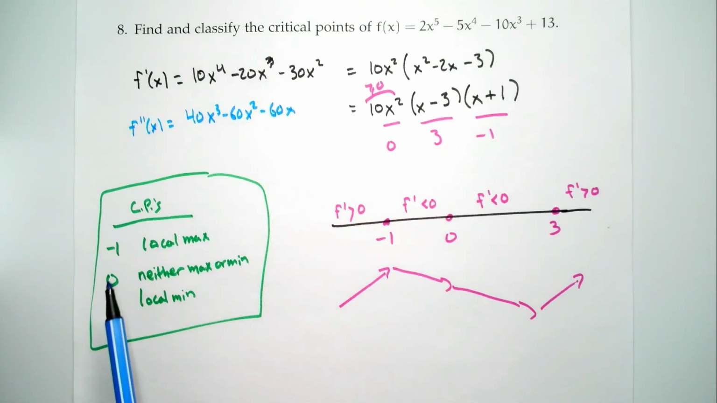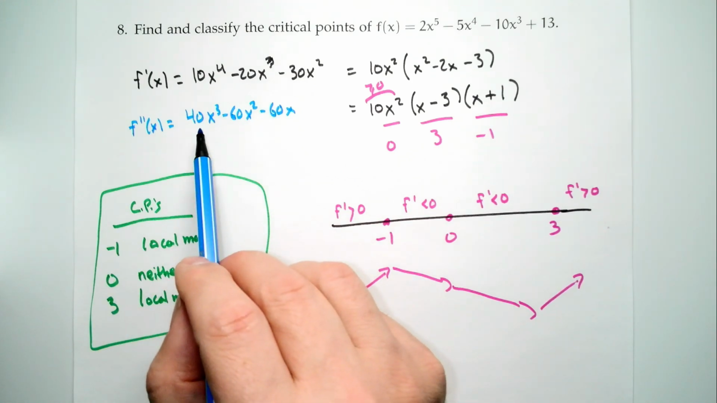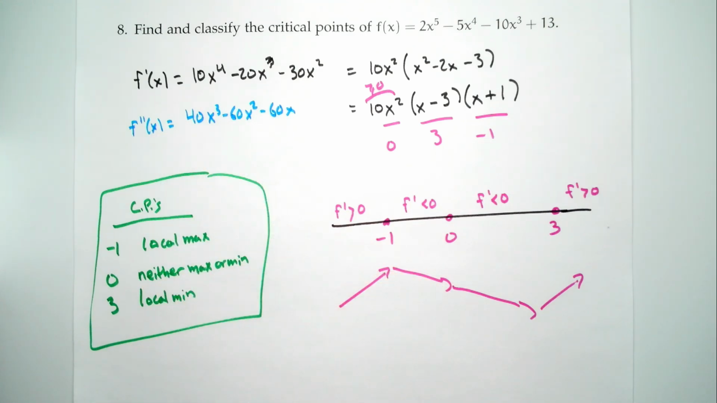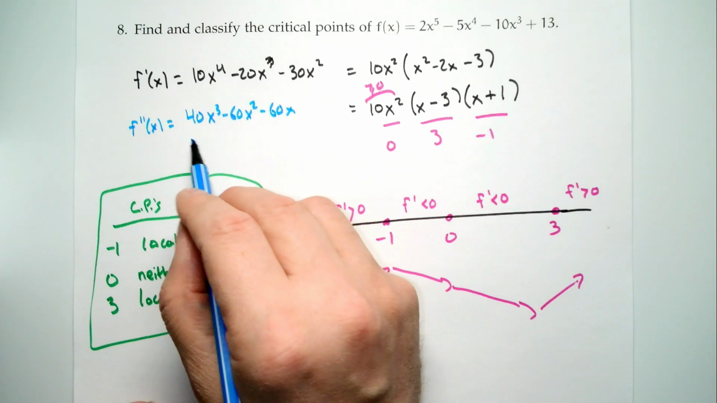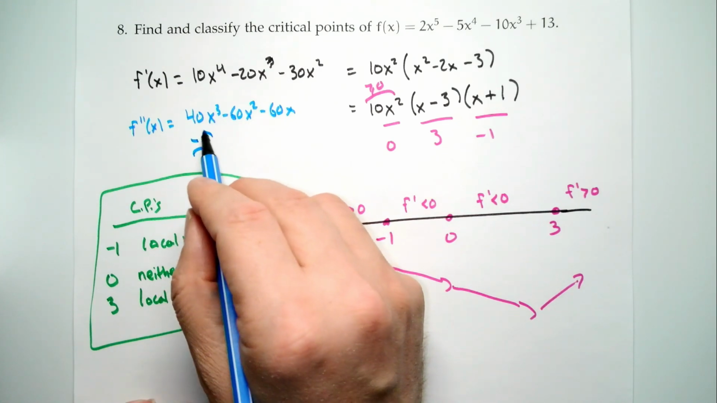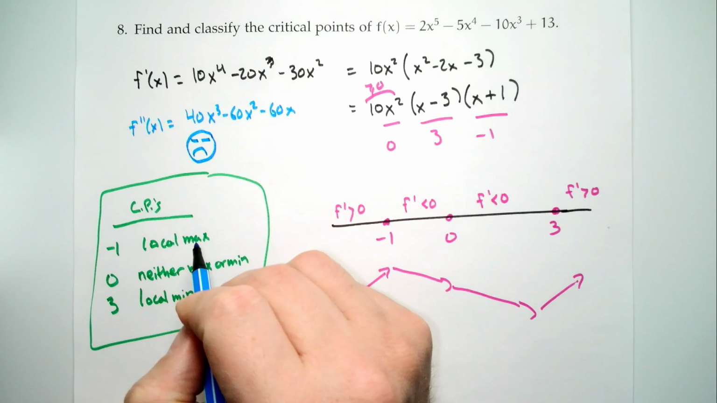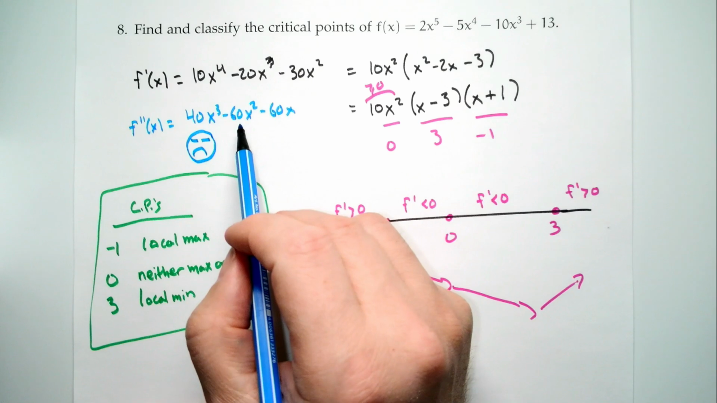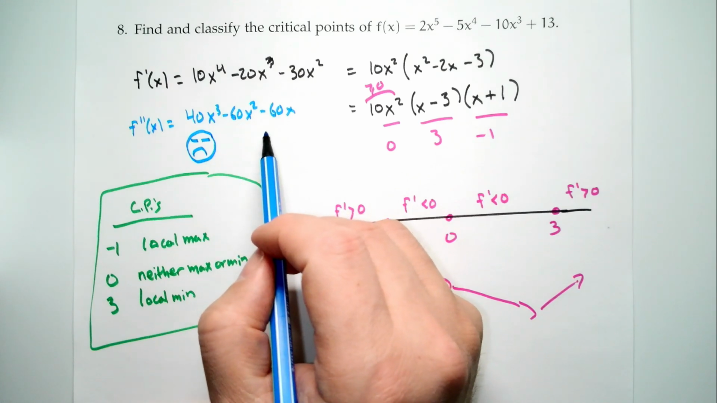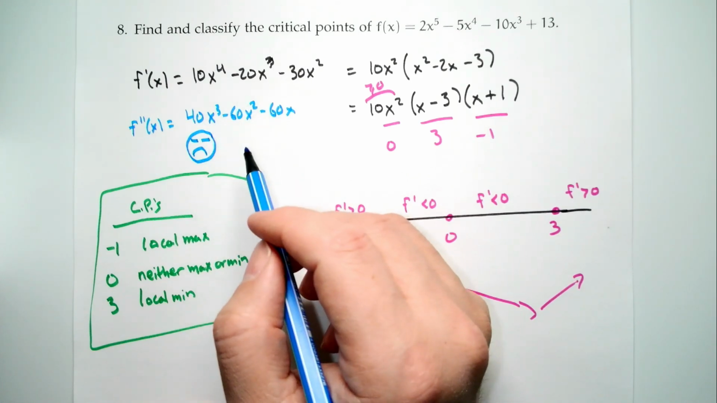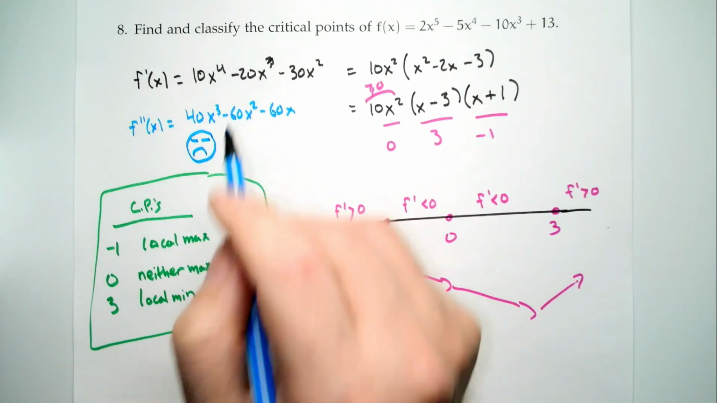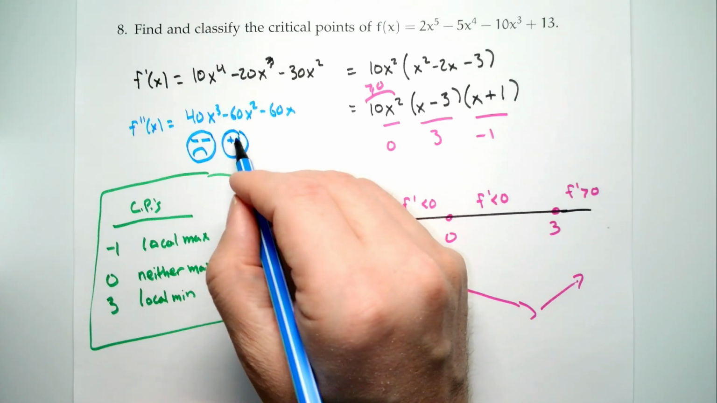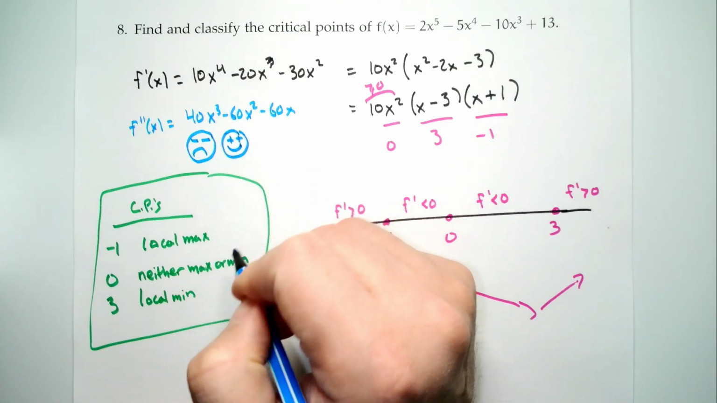Then what you would do is you'd plug in points like -1. You'd get minus 40 minus 60 plus 60, which is a -40. And if your second derivative is negative, well, that means your curve looks like that, your local max. If you plug in 3, you get big number minus a big number minus a big number. And if you were really patient, you would get that it would be a positive value. And if your second derivative is positive, your curve looks something like that, and you're at a local min.